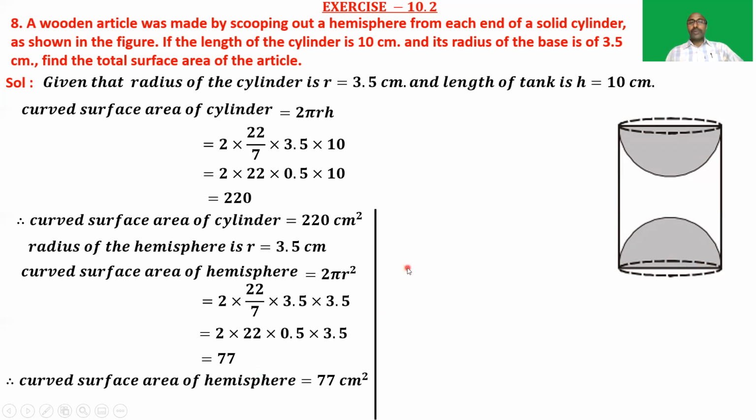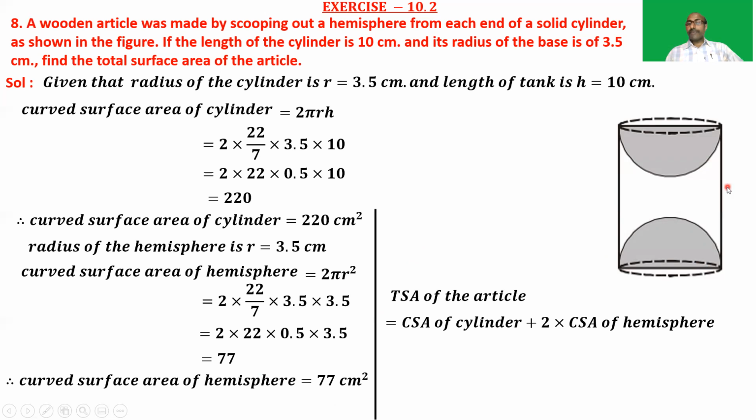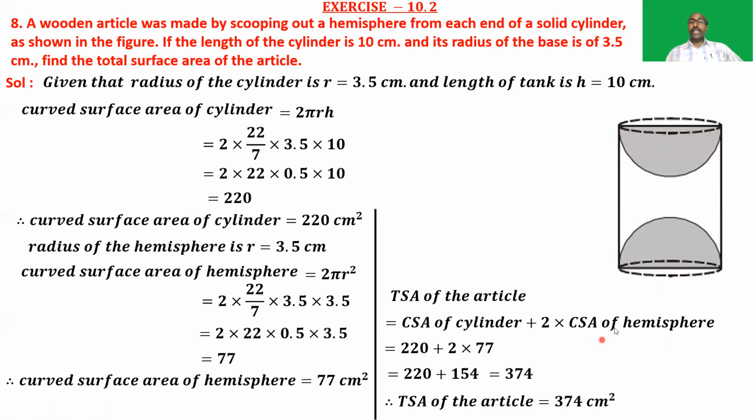and the total surface area of the article is equal to the curved surface area of the cylinder plus the curved surface areas of both the hemispheres, that is 2 into CSA of hemisphere. So 220 plus 2 into 77, which is equal to 220 plus 154, and is equal to 374. So the total surface area of the given article is 374 square centimeters.